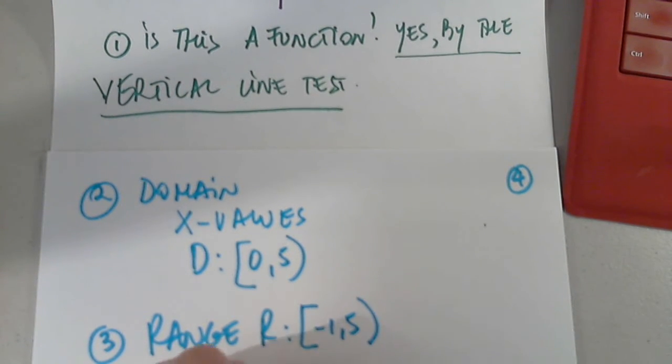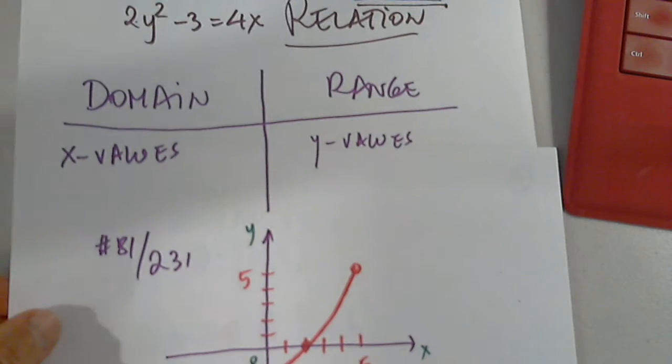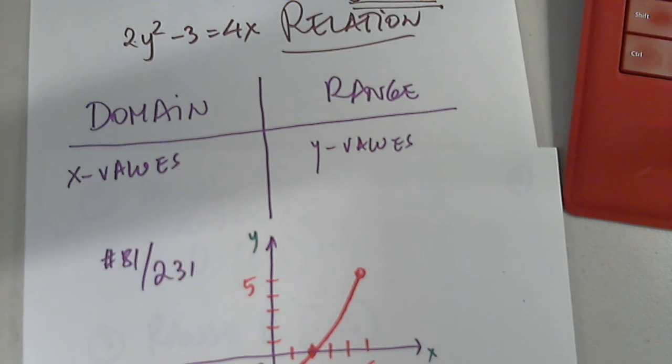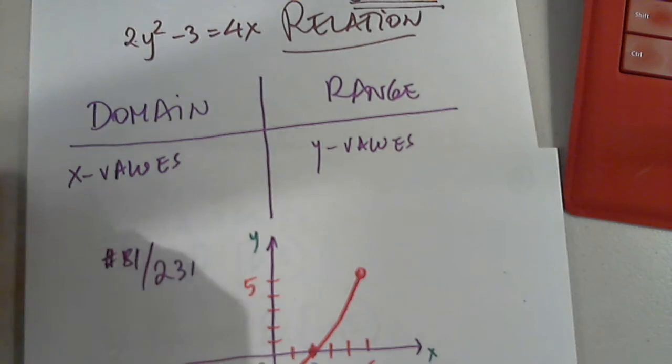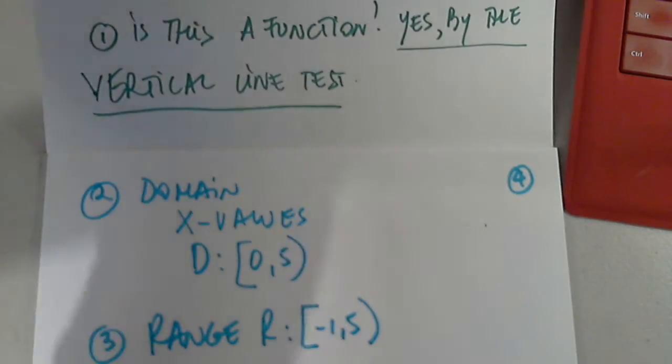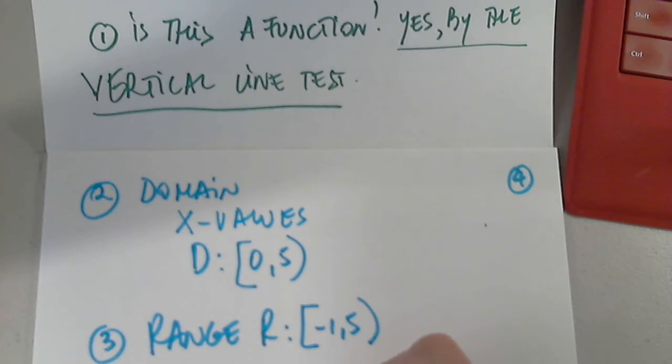Okay, number 4. X-intercepts. I go back to the graph. I look and see, does this graph cross the x-axis? Yes. At this value. And if I'm asked to write the ordered pair, I would write (2, 0). X is 2, y is 0.